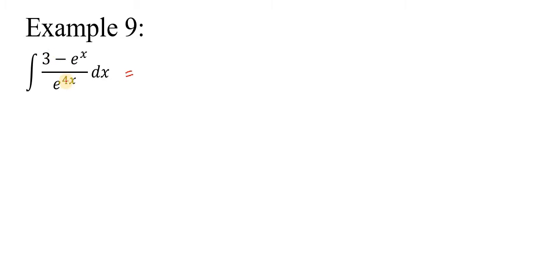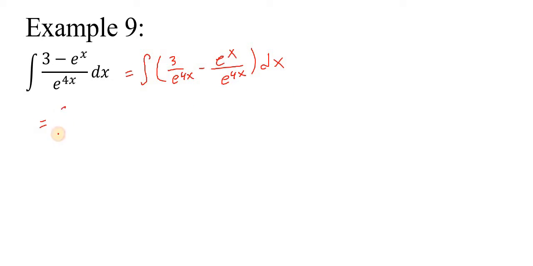To evaluate this integration, notice how we have 3 minus e to the x in the numerator over e to the 4x. So we're going to split this into two fractions. So we will have the integration of 3 over e to the 4x minus e to the x over e to the 4x dx. And then we're going to apply the properties of integration.